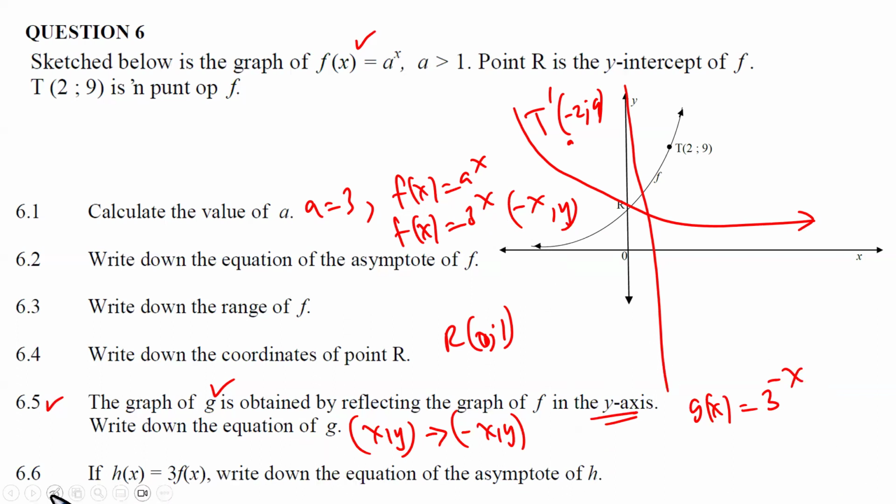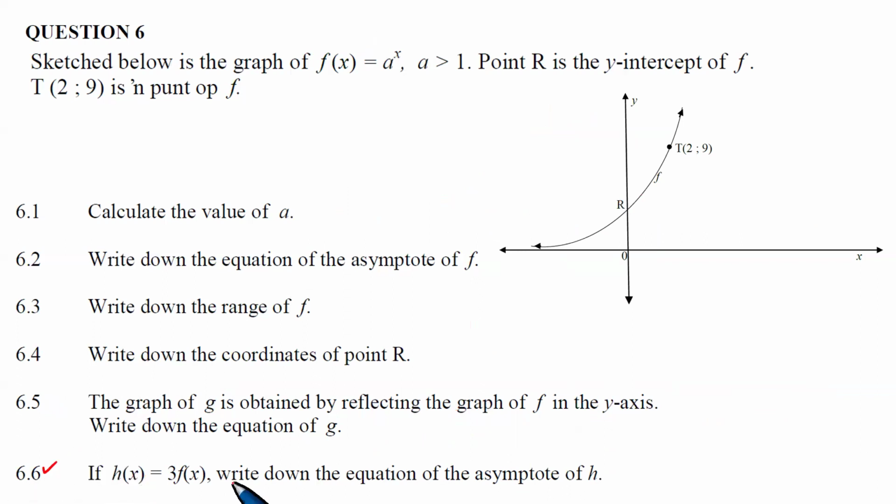Now, the last question is 6.6. I'm rounding up because I know very well that we have gone beyond time, about 10 minutes beyond, and I'm rushing to conclude the discussion. If h is 3 times f of x, write down the equation of the asymptote of h. So we are building a new function in 6.6, and we're calling it h, which is 3 times f.